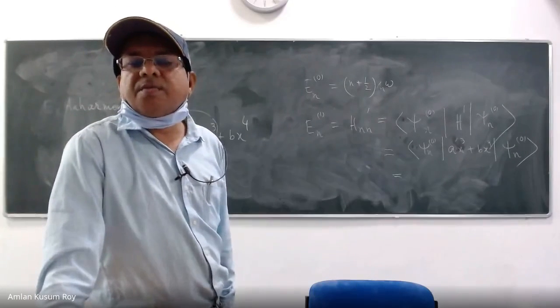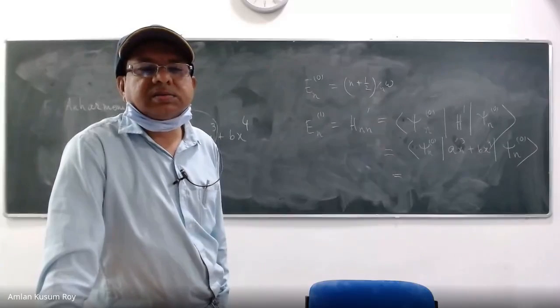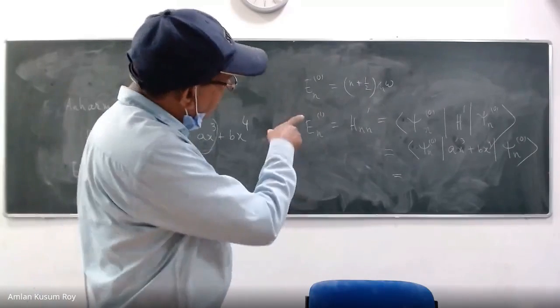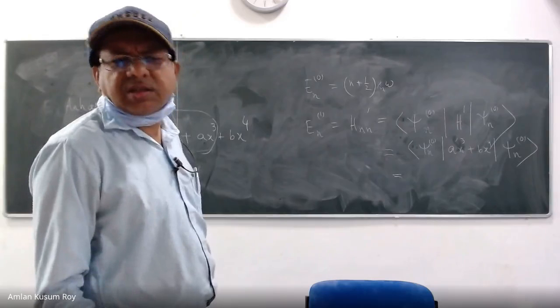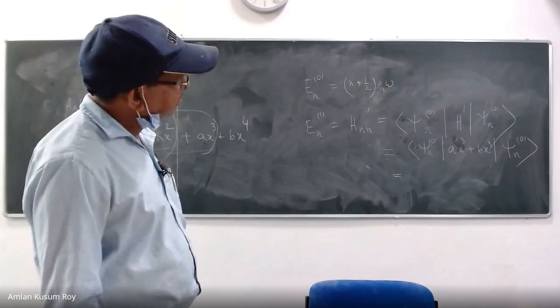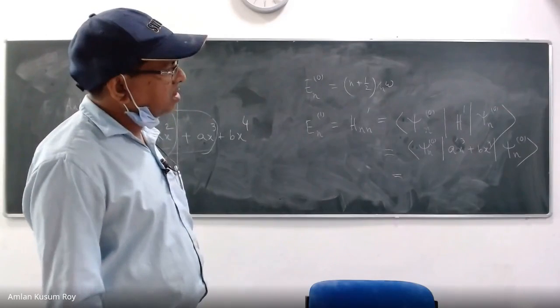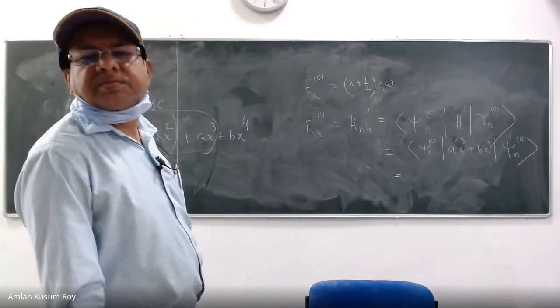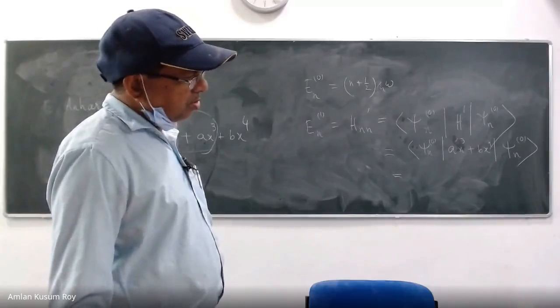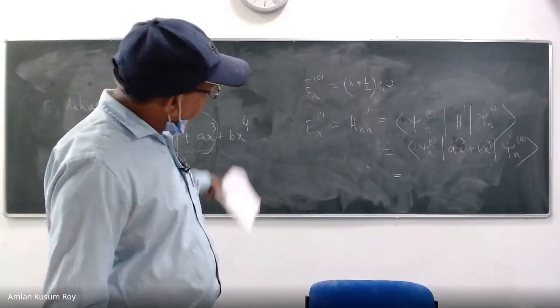Okay. Put the value of psi n0. Then if you put psi n0, what will happen? Say it. You know psi n0. What is psi n0? In what form does it come? Remember in the first lecture of this semester? It is some constant multiplied by e to the power minus x square by 2. That is only the ground state. What about the other states? We are talking about all states.